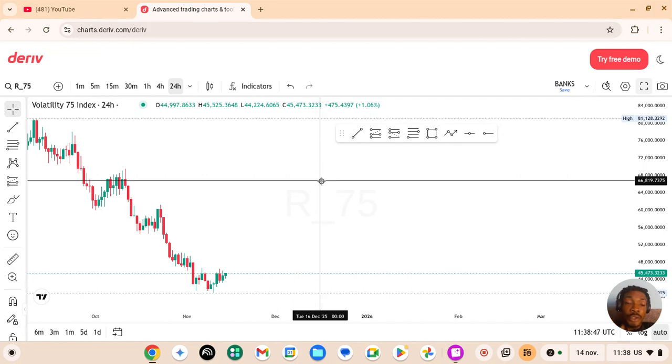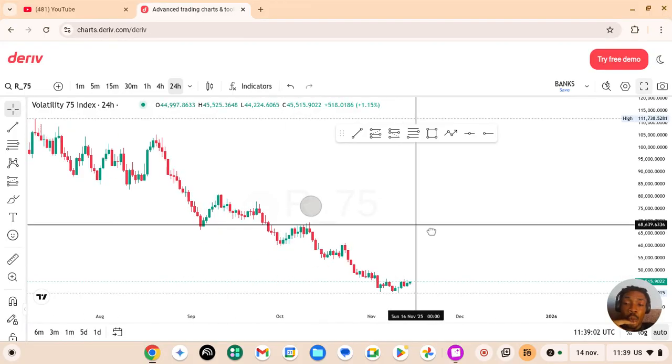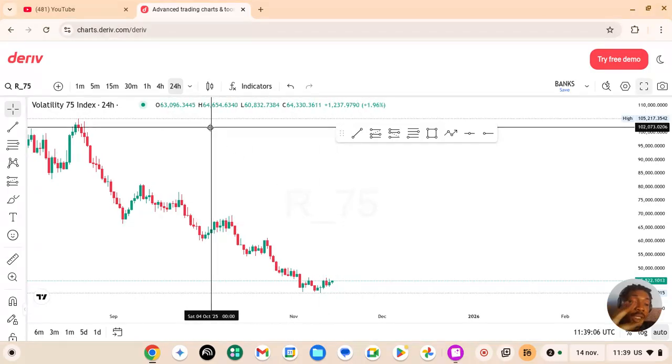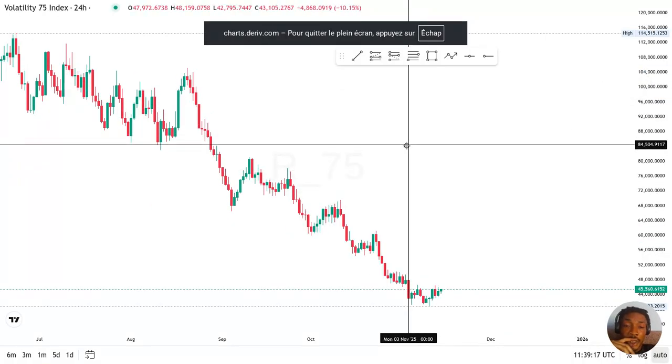And today I am planning on trading, not today, but I'm planning on making or looking for an entry on Volatility 75 Index. So what I like doing is a top-down analysis. Like I go from the daily to the 1 minute, and then I go to my entry time frame. Then I look for an entry. So here we are on the daily time frame.